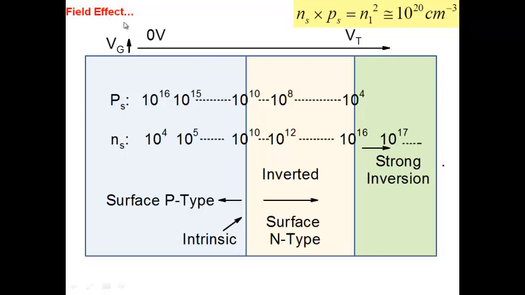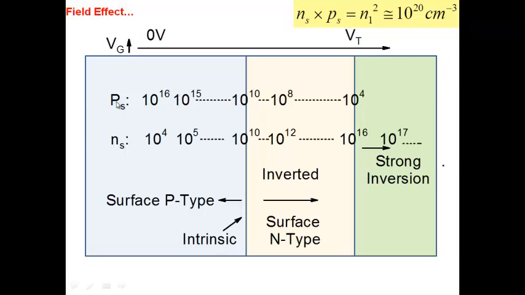By applying a gate voltage, you can change the surface. Note that if I had gone negative, gate voltage negative, what would I have done? I would have made the surface have even more holes at the surface. So I can actually increase the number of holes also. If I go negative, I can make 10 to the power 17, 10 to the power 18, 10 to the power 19.